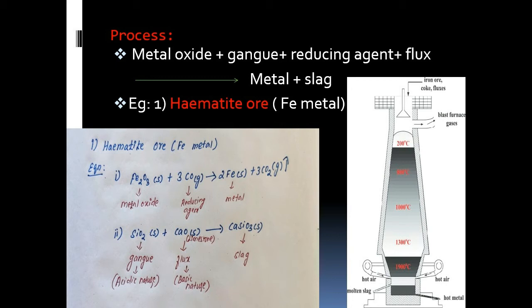Now we keep all this in the smelting furnace. In the smelting furnace we have to give a lot of heat. When we give heat above its melting point, it will separate the metal along with the slag. See here for hematite ore. Look at the equation here. Fe2O3 is the formula for hematite ore. Along with that, we have taken the reducing agent carbon monoxide, CO.